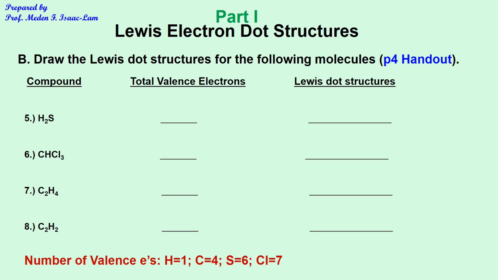Now in this page, we have again 4 examples. The first one, H2S, will be the same as water, H2O, so refer back to the previous slide. CHCl3: total valence electrons will be 4 plus 1 plus 3 times 7. The Lewis dot structure will be similar to the CH4 example, number 1, in the previous slide. However, you are going to put the lone pairs, or non-bonded pairs, on the Cl.